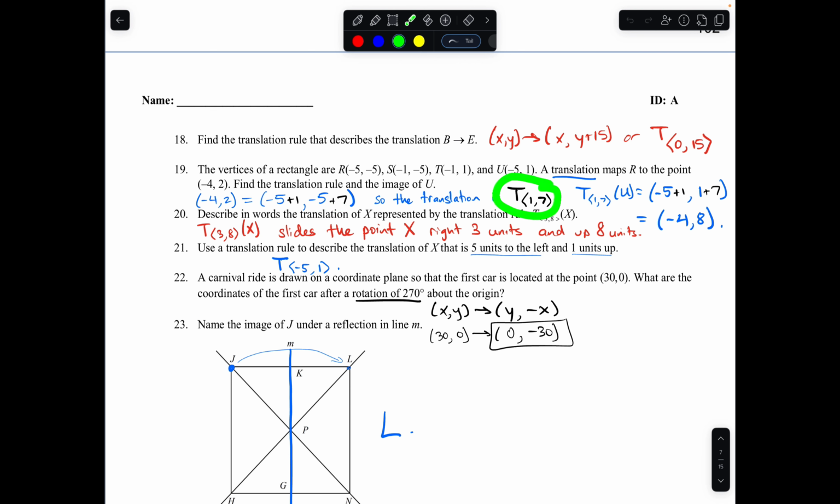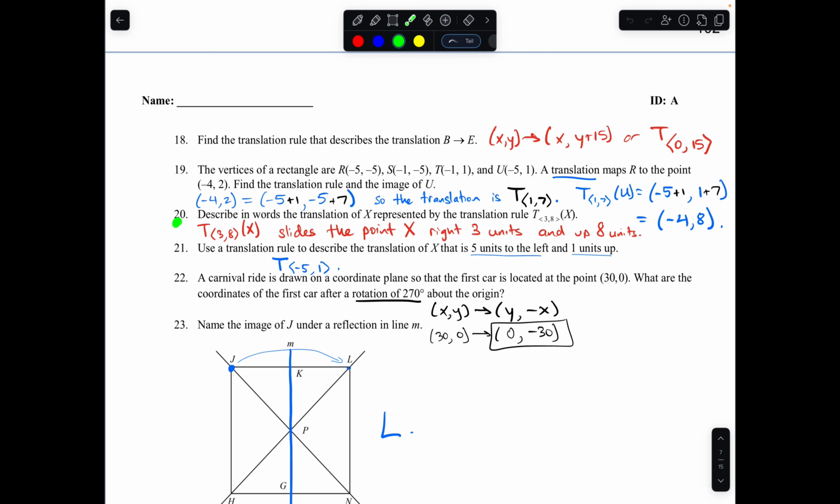You could write it shorthand this way. If you prefer, you can write it in algebraic form, but I just wrote it T 1, 7. But then the question also has a second part. Find the translation rule. We did that. And the image of U. So U is this point here, -5, 1. And I'm going to add 1 to the x coordinate, add 7 to the y coordinate. So the image of U is going to be -4, 8.